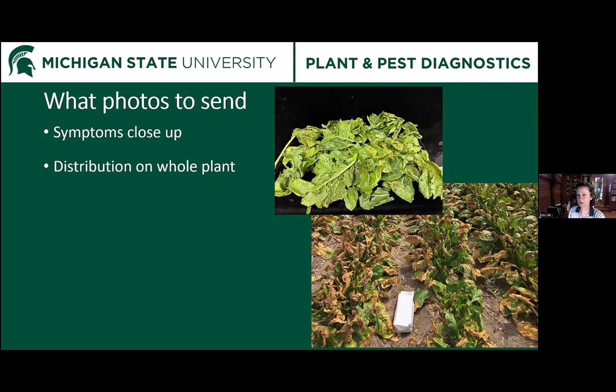Now, one thing we also get sometimes is bags of leaves. Bags of leaves are helpful if we're trying to isolate pathogens, but they are not helpful if we're trying to understand the distribution of those symptoms on the plant. So this is where maybe you can't send a whole sugar beet. You should be able to, but let's say you can't. If you are able to send us this bag of leaves, it's very helpful to also send some photos of the plants in the field so we can look at the distribution of those.